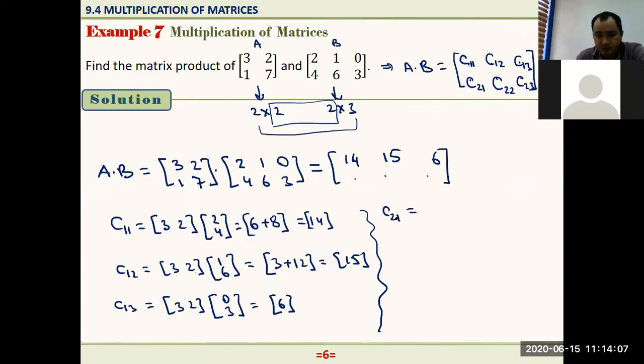C sub 2, 1. That means the second row by the first column. Second row is 1, 7. And the first column is 2, 4. Now let me just write the answer here. 1 times 2, 2. 7 times 4, 28. Their sum is 30. So this guy is 30.